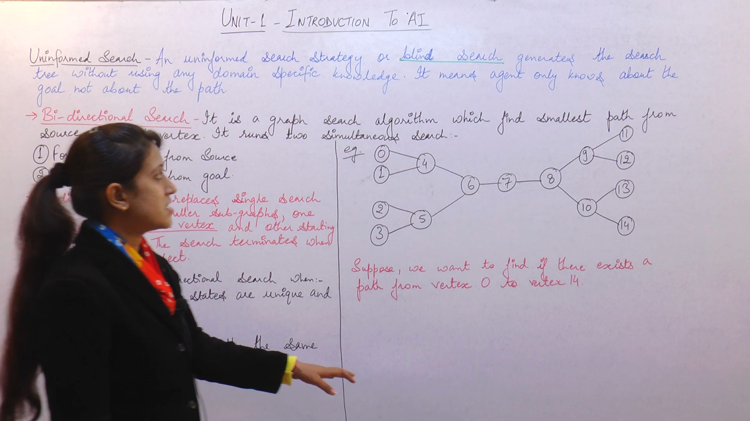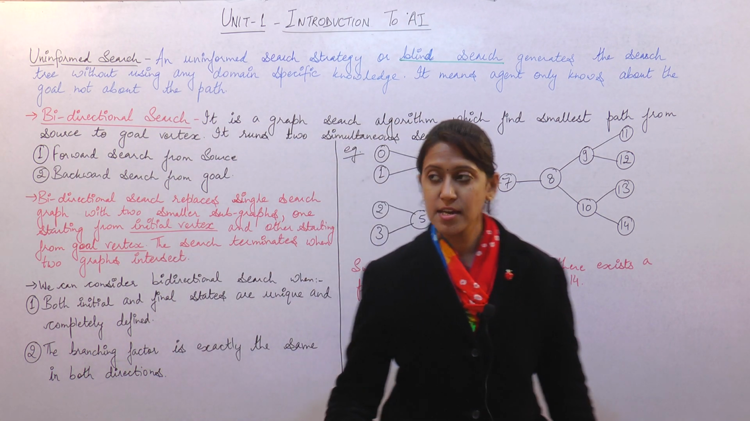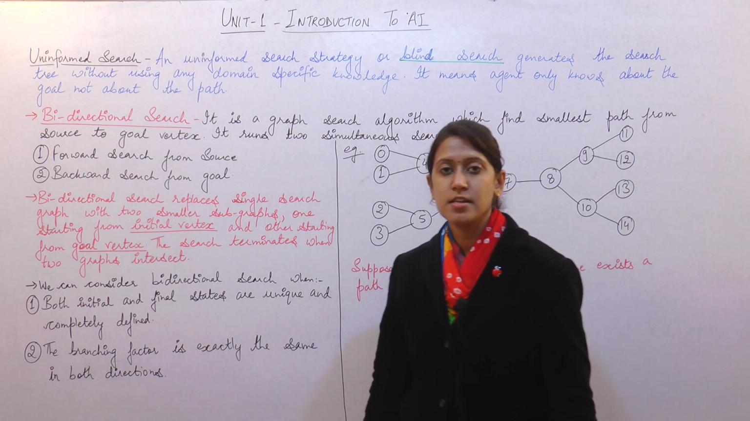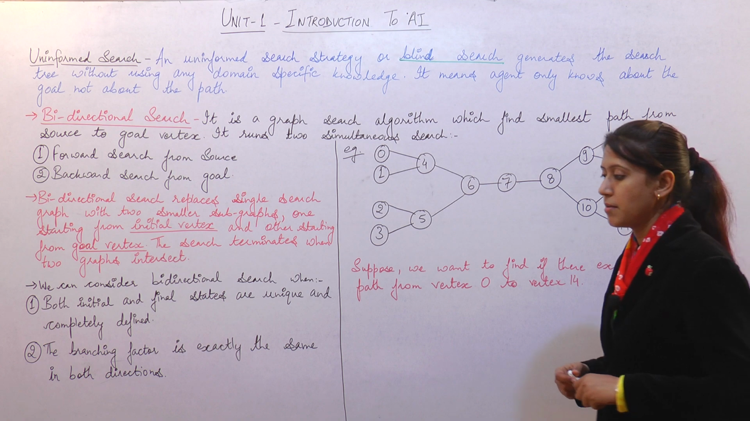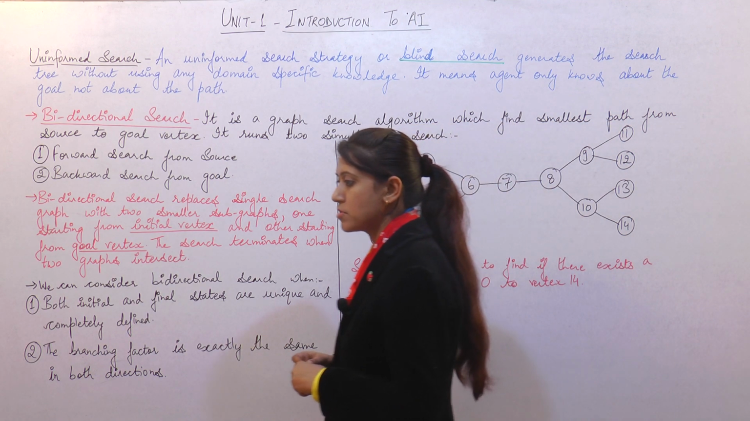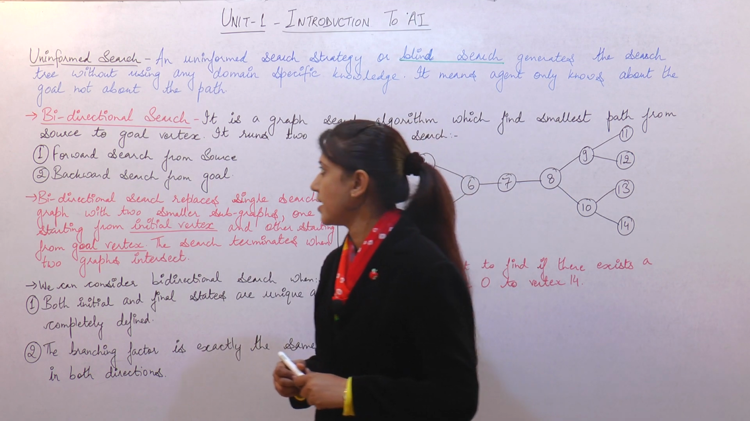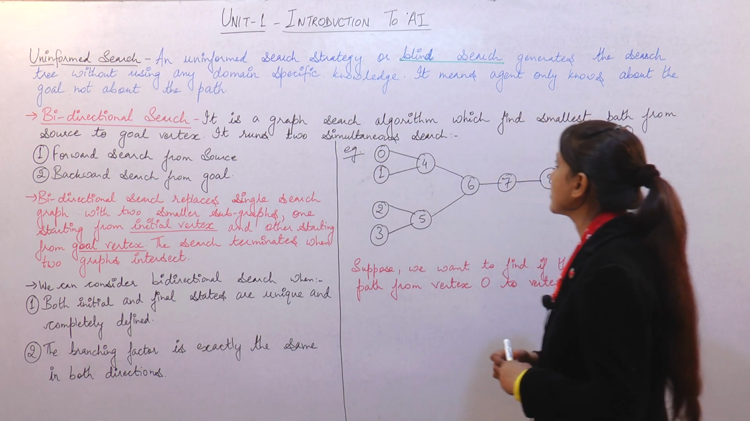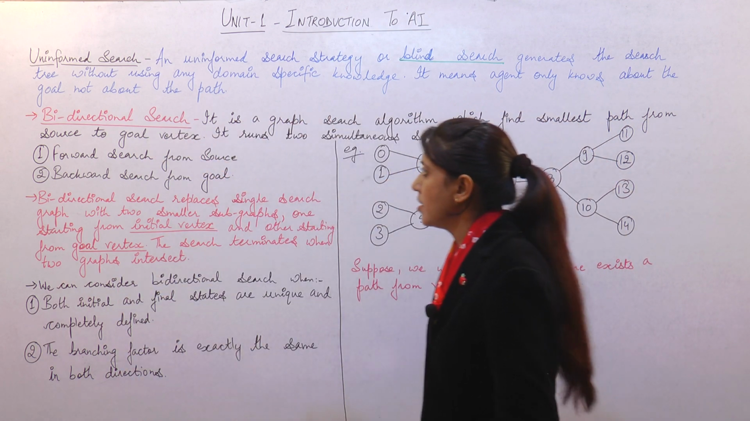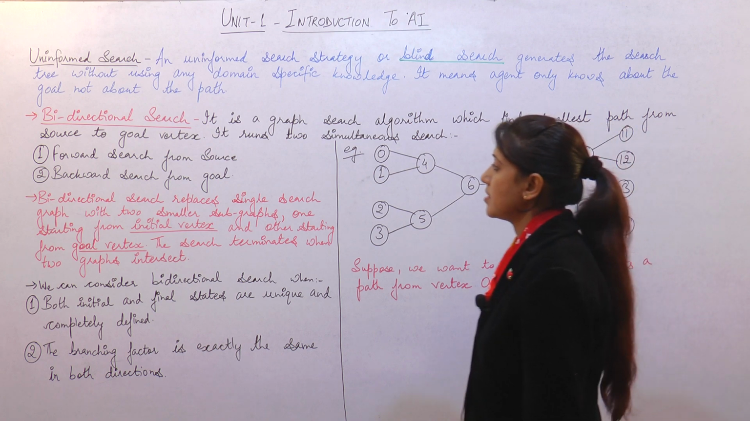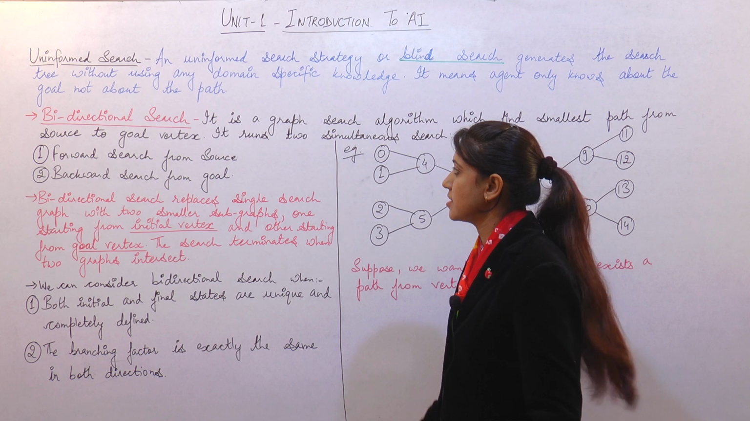It means that the agent only knows about the goal, not the path. In an uninformed search technique, the agent only knows about the goal but does not know the path for reaching the goal state. That's why we call it a blind search or uninformed search technique. Now one of the algorithms of uninformed search is bidirectional search.